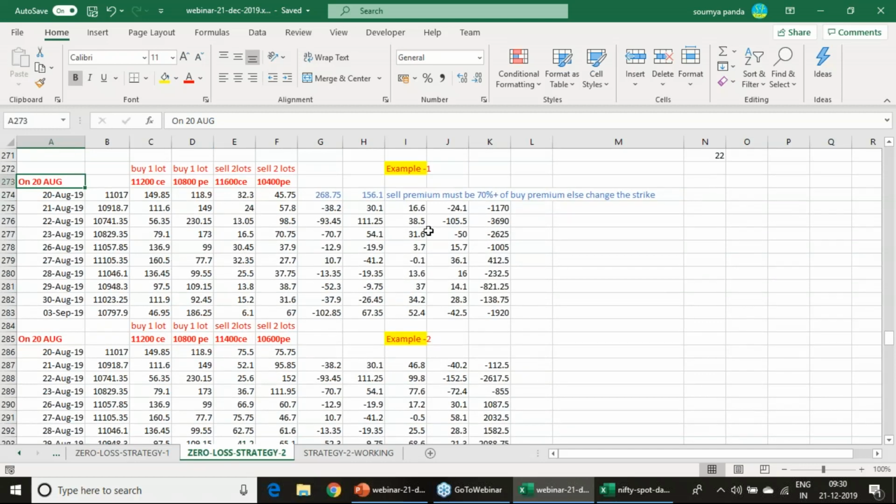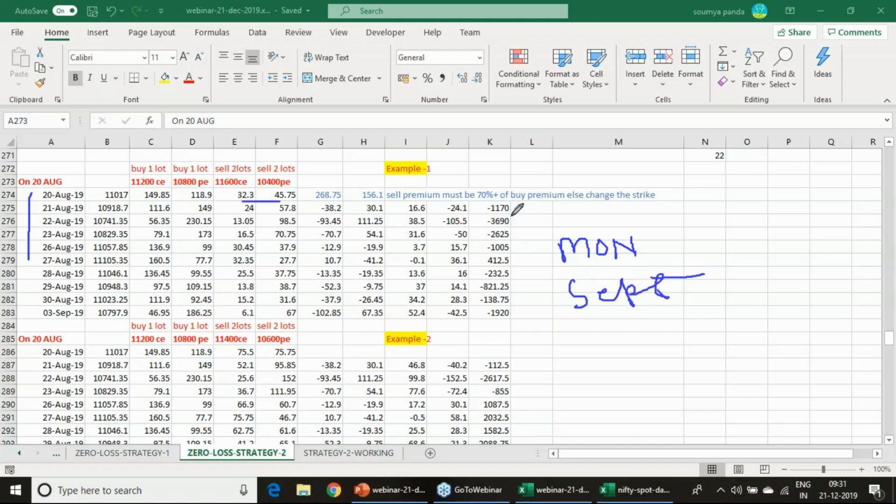So second rule: in the month of August, in the last week of the settlement, you should initiate this strategy in the month of September. Though it is the last week of August, you should initiate it on September. This is the first rule.